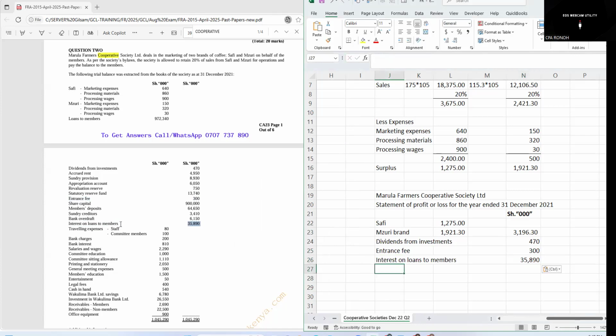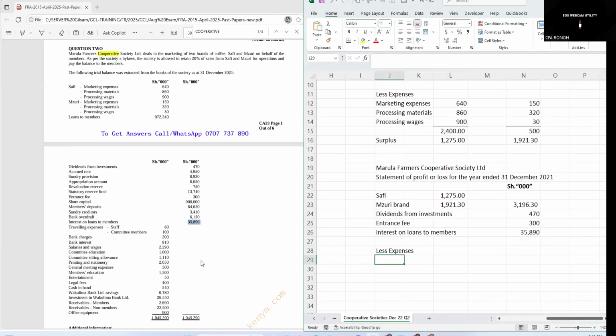Do we still have any other income? Basically, the income you check on the credit side. Whatever is on the credit side can be either an income, capital, or a liability. Once we have seen everything we have posted here, then we can do less expenses.